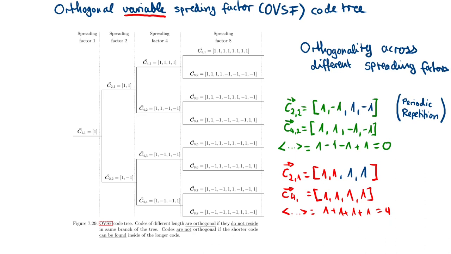And here you see that the codes which are generated are arranged in a tree structure. So this is why we call it the code tree. And why do we organize the codes into a tree? It has something to do with the orthogonality. So you know that, for example, this code and this code are orthogonal, because they are constructed out of the Hadamard matrix.